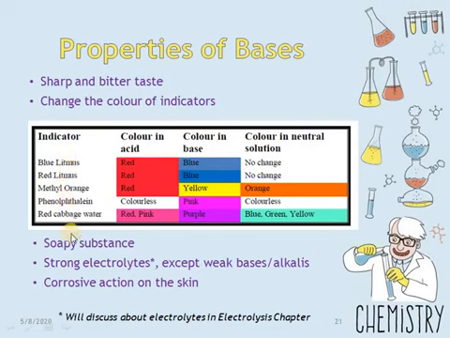Soapy substance. These are strong electrolytes except the weak bases or alkalis, and they have the corrosive action on the skin. Now, here you should know that caustic soda, that is sodium hydroxide, and caustic potash are strong alkali. Caustic potash is potassium hydroxide.